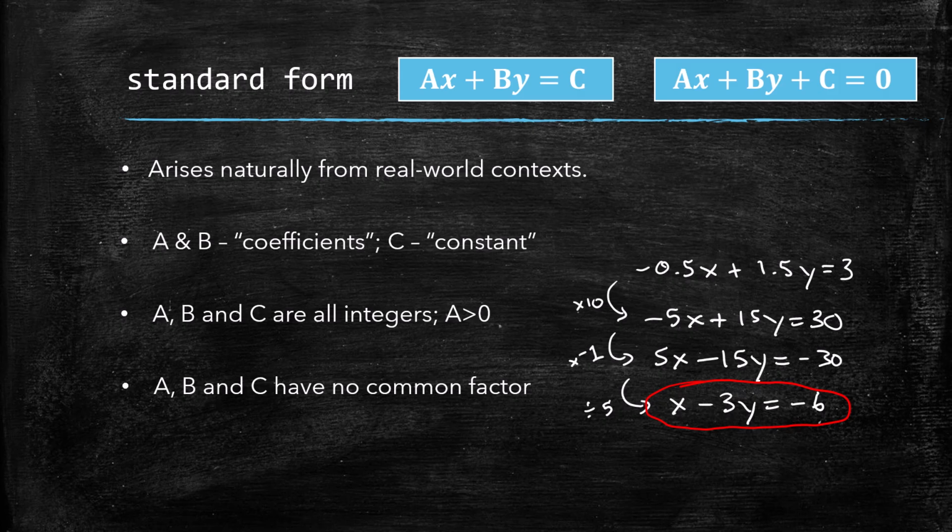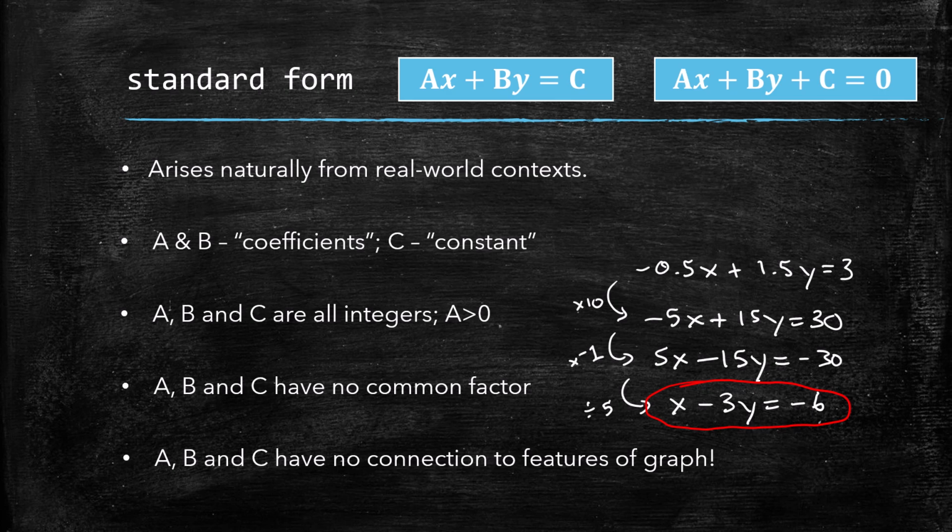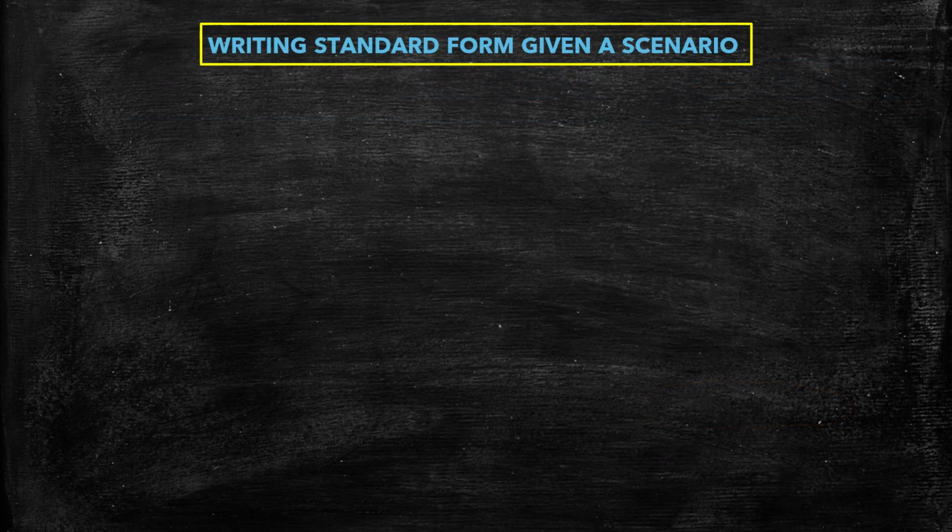And finally, as we saw in the problem before, the values of a, b, and c, in this case 1, negative 3, and negative 6, don't really have any connection to the features of the graph. As we saw, slope-intercept form gives us a lot more information about the graph. But as we also saw before, standard form is sometimes the easiest form of equation to write. So we're going to look at a few more scenarios that lend themselves to writing equations in standard form.